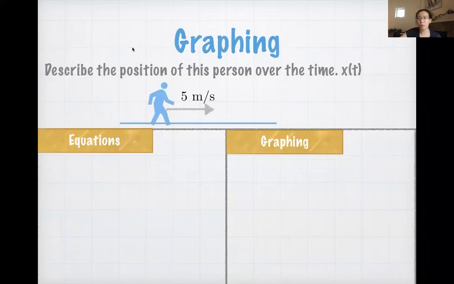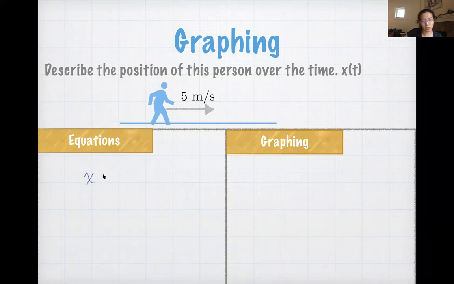So let's say we want to describe the position of a person over time. This person is walking to the right at 5 meters per second. So 5 meters per second is his speed. Instead of just stating the fact that the person is walking at a constant speed of 5 meters per second to the right, we can actually use an equation to talk about his behavior. It's something you will learn next week in kinematics.